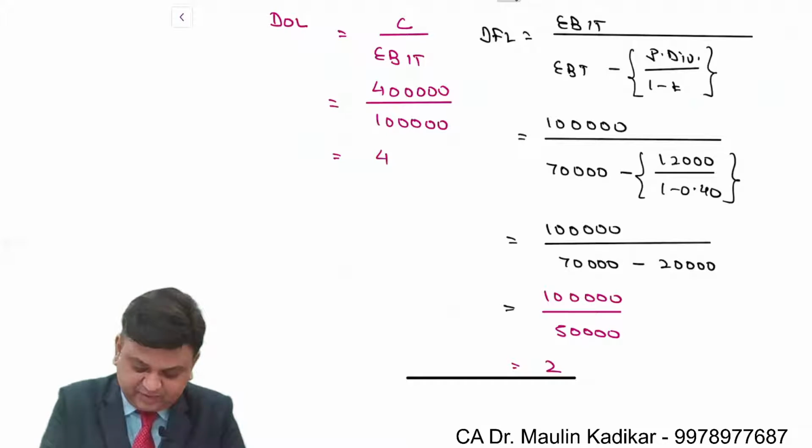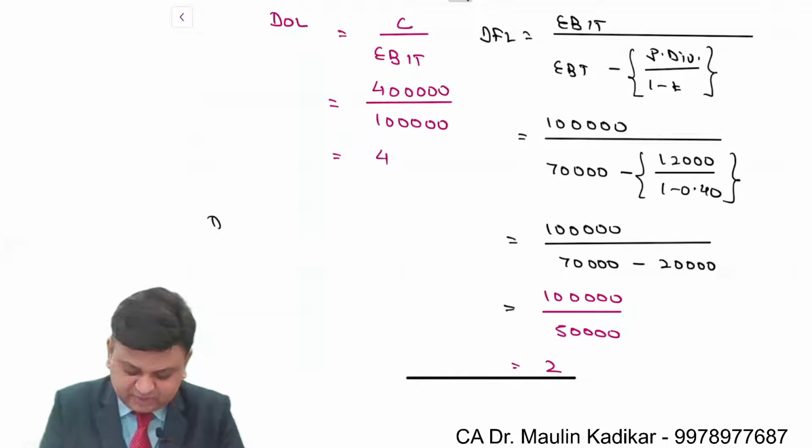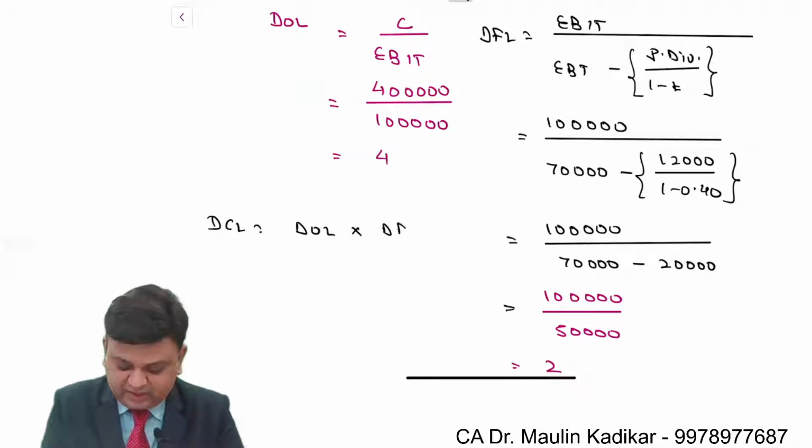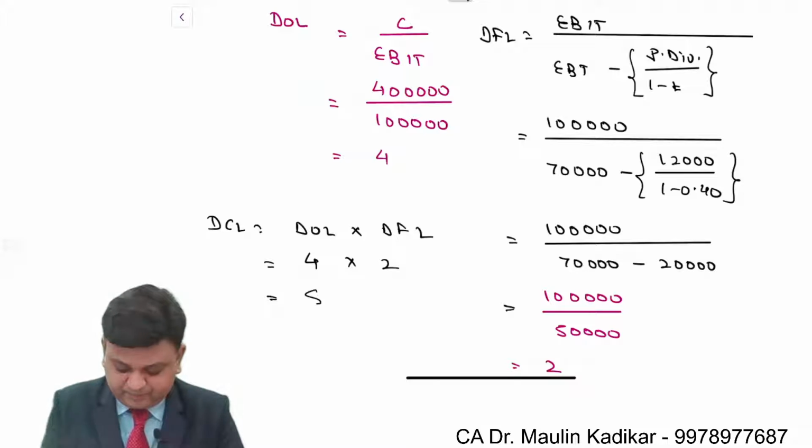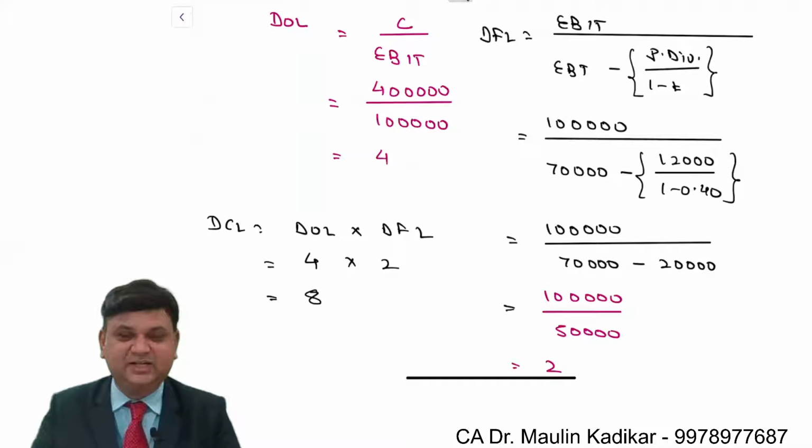As far as the degree of combined leverage is concerned, it is again very simple to compute. It is DOL into DFL. So it is 4 into 2. That comes to 8. That is the way the DCL is calculated.